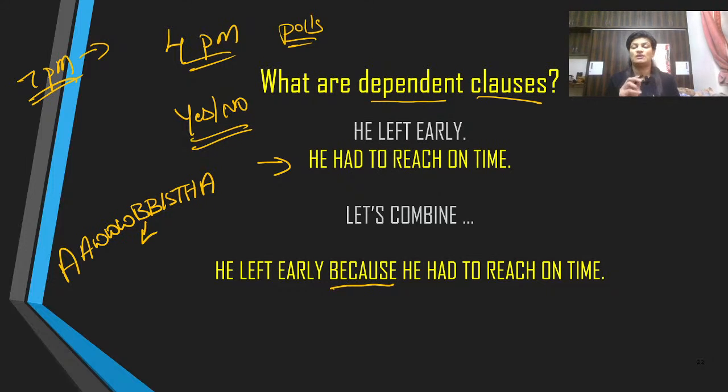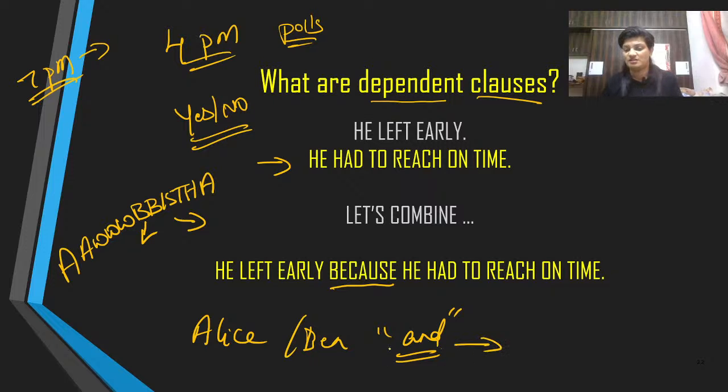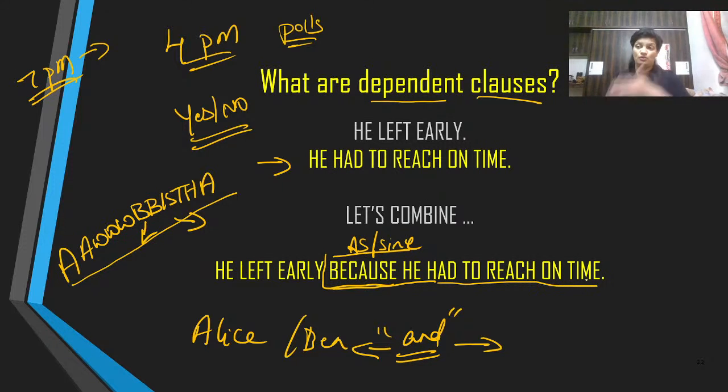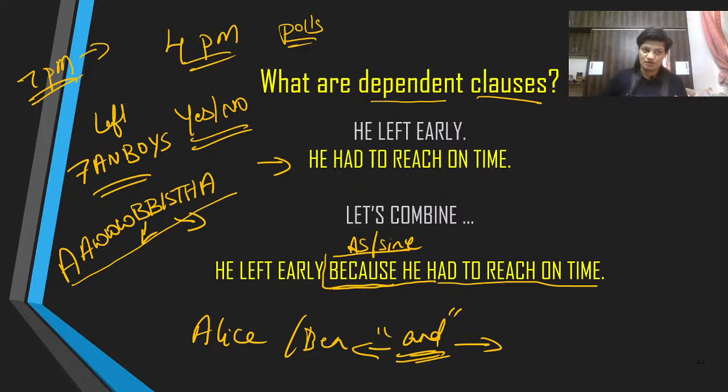Now remember, when I was talking about subordinating clauses, I told you that they begin with the conjunction. In our previous slide, with the sentence about Alice and Ben, we used the conjunction and, and we did not include it in either clause. We left the clauses separate. But when you use a subordinating conjunction, say as or since, he left early because he had to reach on time, he left early as he had to reach on time, he left early since he had to reach on time, you are not going to eliminate the conjunction but include it with the clause. Unlike fanboys, which are left out when you combine two clauses, the subordinating conjunction is included with the clause.